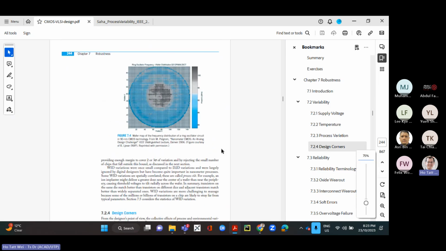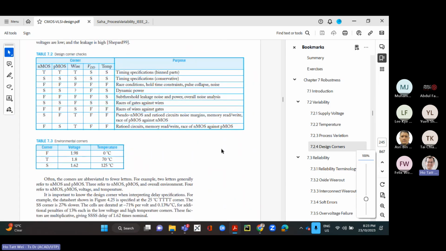The design corners basically give you a view of how your design would change in terms of its performance under the corners. So conventionally, there are five letters, and each letter can take on either F, T, or S. T means typical, that's what you design it for. S means slow corner, and there's a certain definition of slow. And F means fast corner. So slow corner, fast corner.